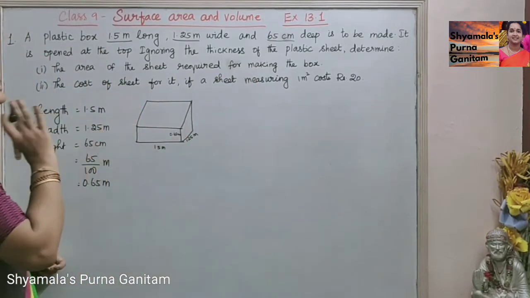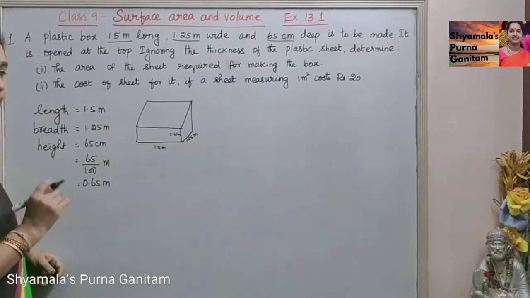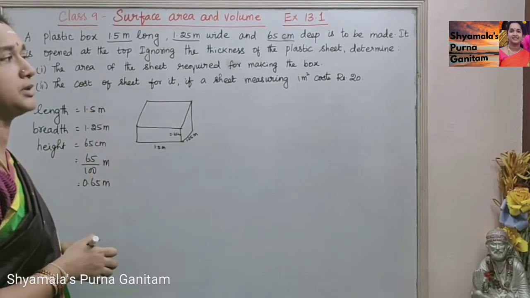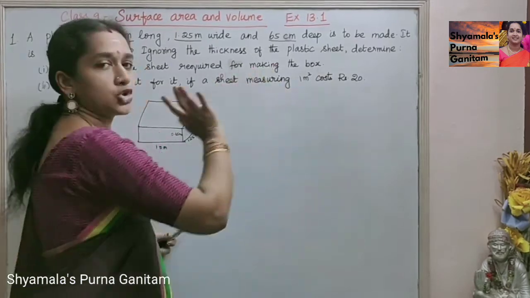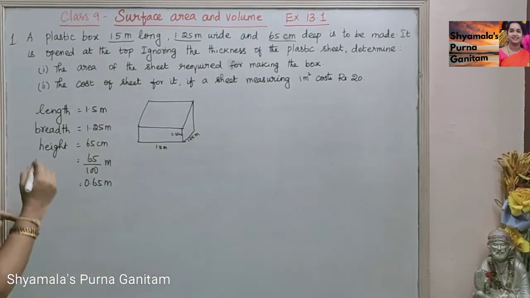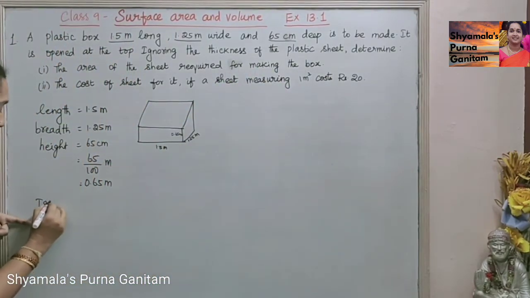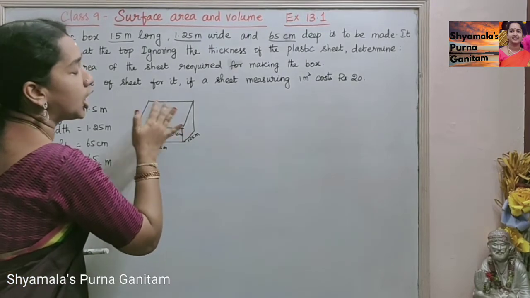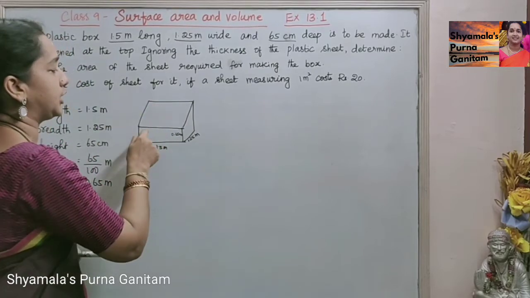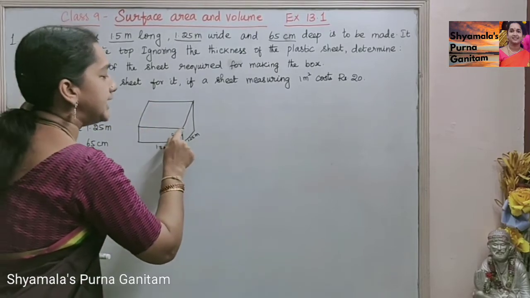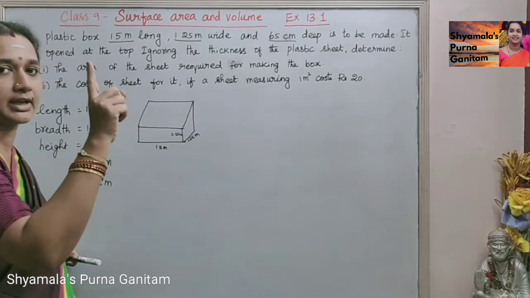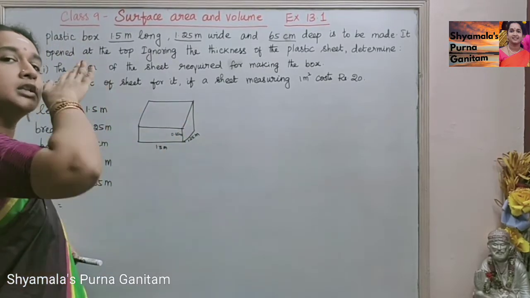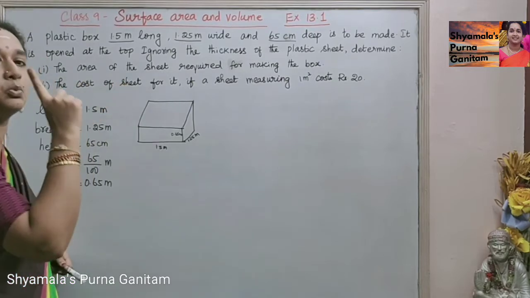So 5 faces we need to calculate the total surface area. Then the cost of the sheet for it, if the sheet measuring 1 meter square costs rupees 20. First one is total surface area. Here the top we don't have. The measurement of the top is length into breadth. Length into breadth we are having only one, that is the base area only. The top is not there.